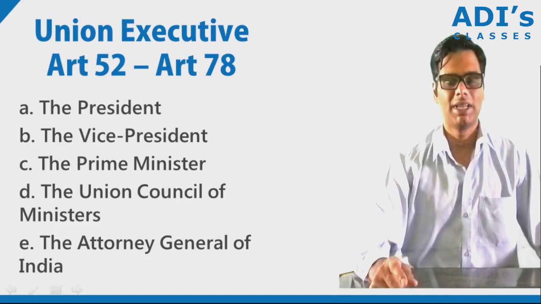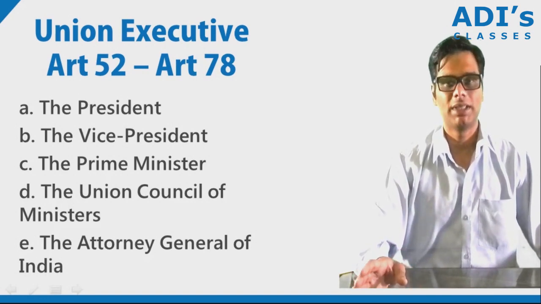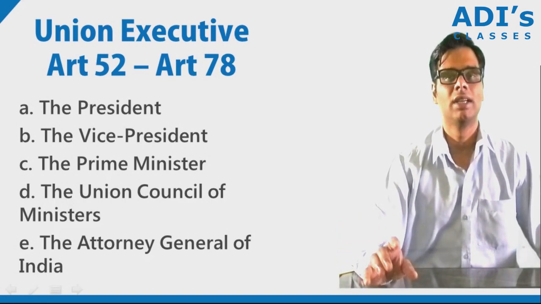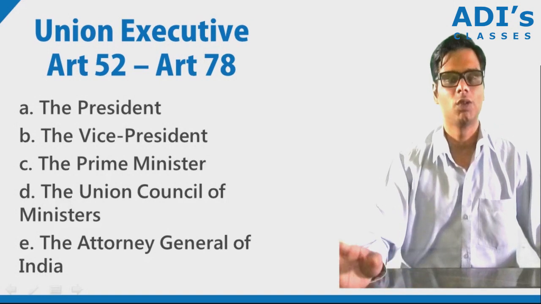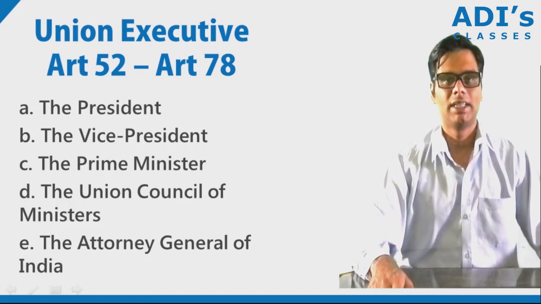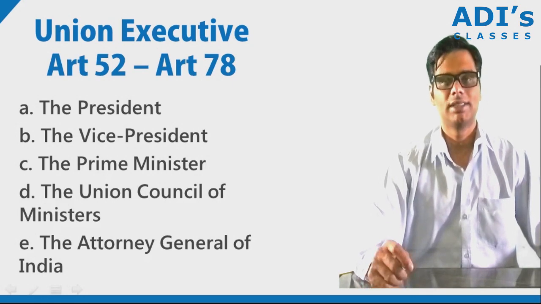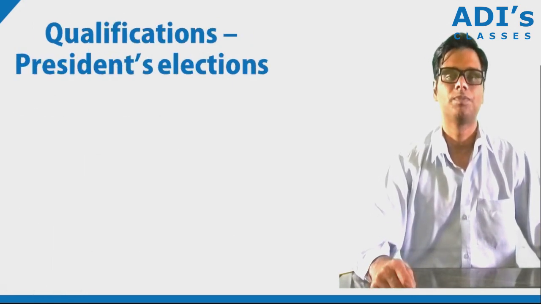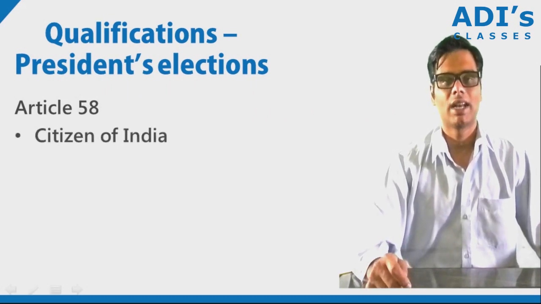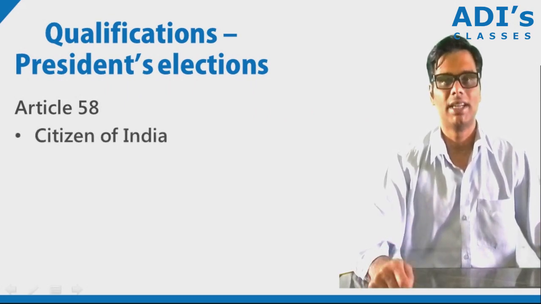First we will look at the President, then we will look at the Vice President, then we will look at the Prime Minister, and then we will look at the Union Council of Ministers, and finally we will look at the constitutional positions as they go on. So first we will look at the President, and we will look at the qualifications necessary for election as President. Article 58 of the Constitution lays down the criteria for the qualifications of the President.